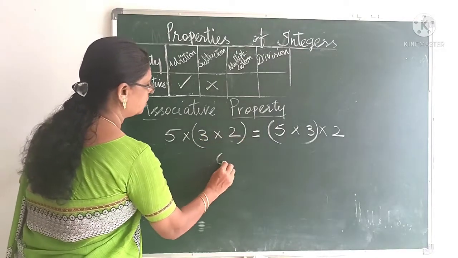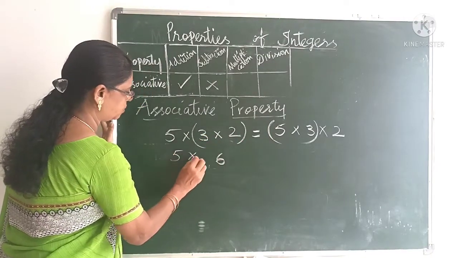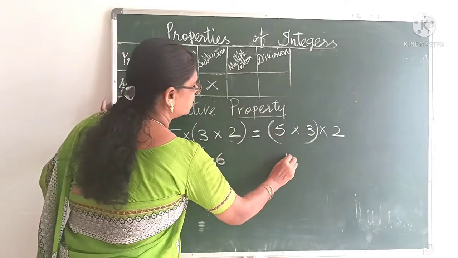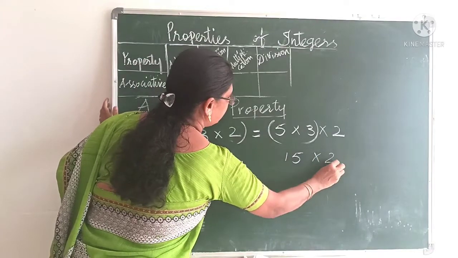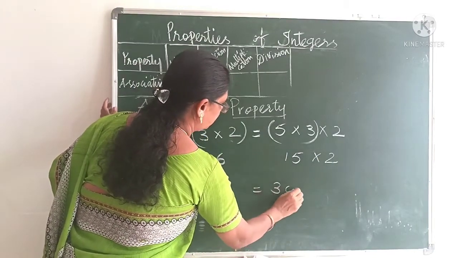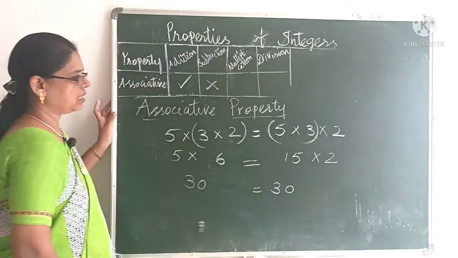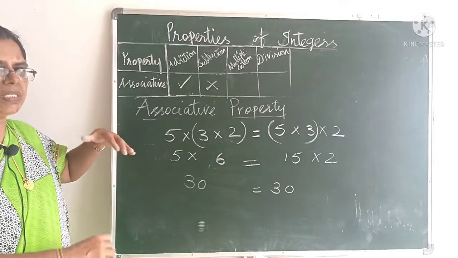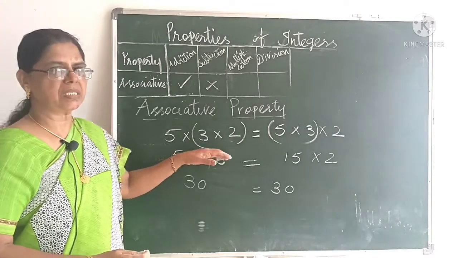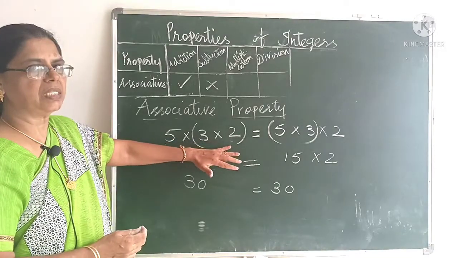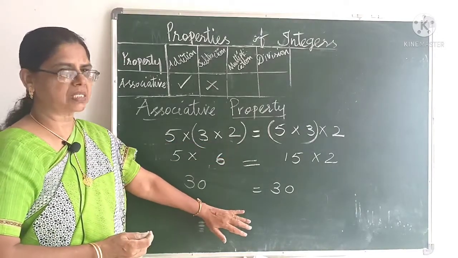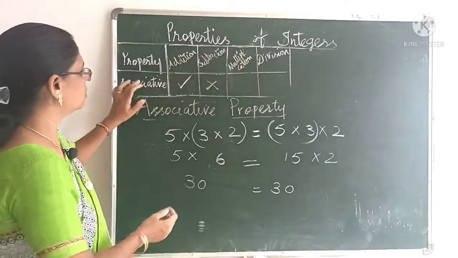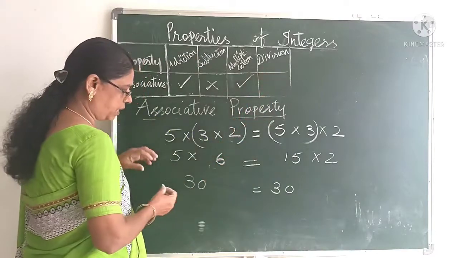Find out the answer for the brackets first. 3 2s are 6. Then 5 into 6 is equal to 30. 5 3s are 15. 15 into 2 is equal to 30. On both the sides we get the same answer. So even if we change the grouping of the numbers in multiplication of integers, the product remains the same. So we say multiplication of integers holds associative property.